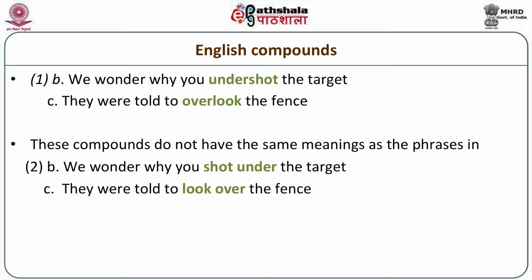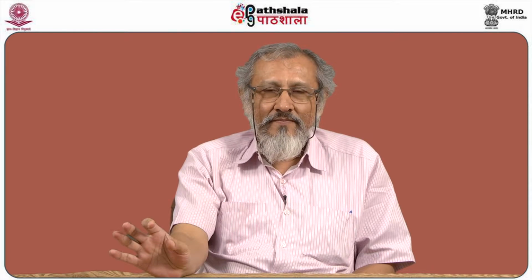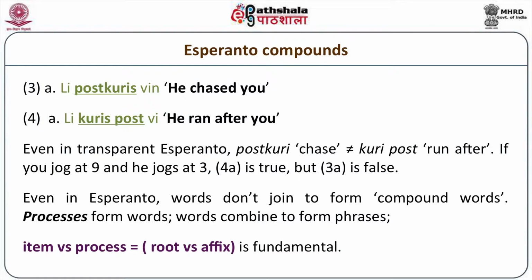Overlooking the fence means other people have constructed a fence that they should not have constructed. They, some border security force type people, were requested to ignore it. One way to say ignore is overlook. They were told to overlook the fence. But if you say they were told to look over the fence, that means stand like that and look over the fence. That is a different idea completely from overlook. Now you'd expect that such a thing would never happen in Esperanto, that compounds and their corresponding constructions in Esperanto would be identical.